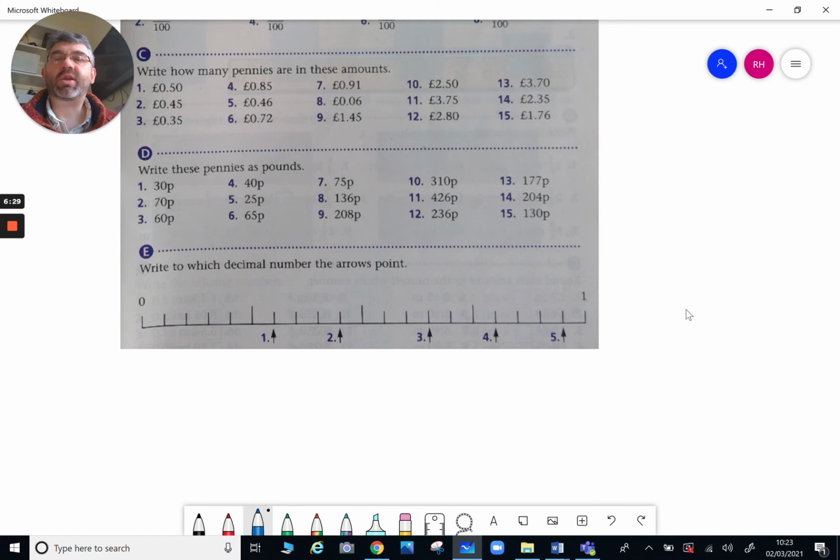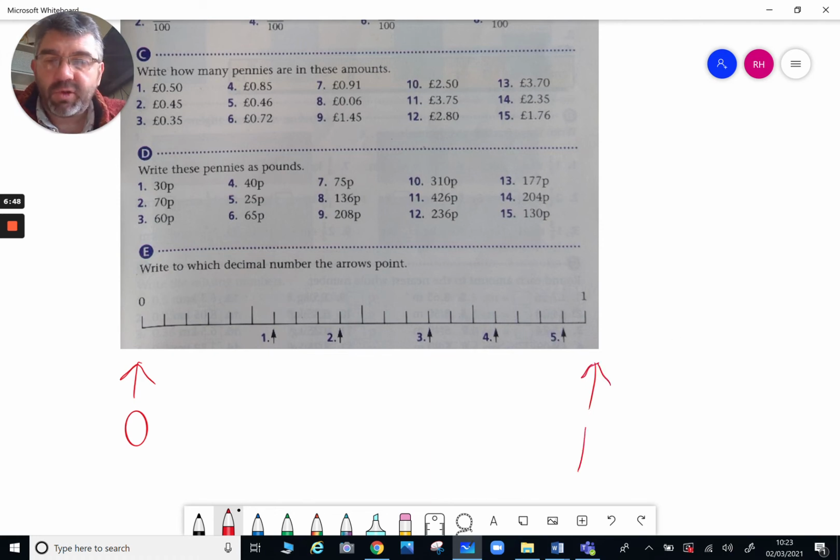Now then, it says here on part E, write to which decimal number the arrow points. So when you get something like this, and you see your number line, and you think, well, there's no numbers on it. We've only actually got 0 over here, and we've got 1 over here. So your first job here is to actually count, well, what is the line divided up into?